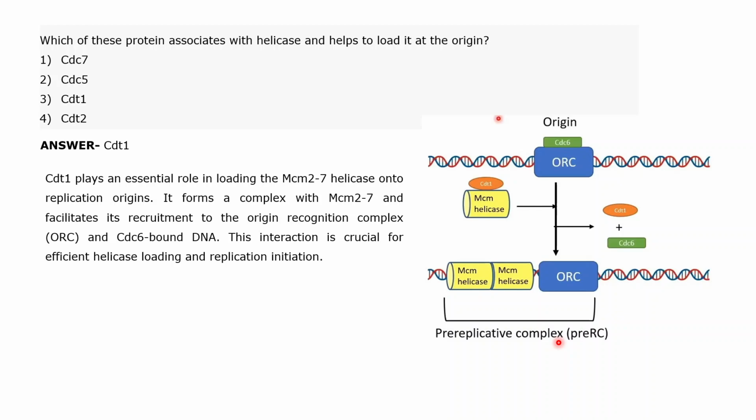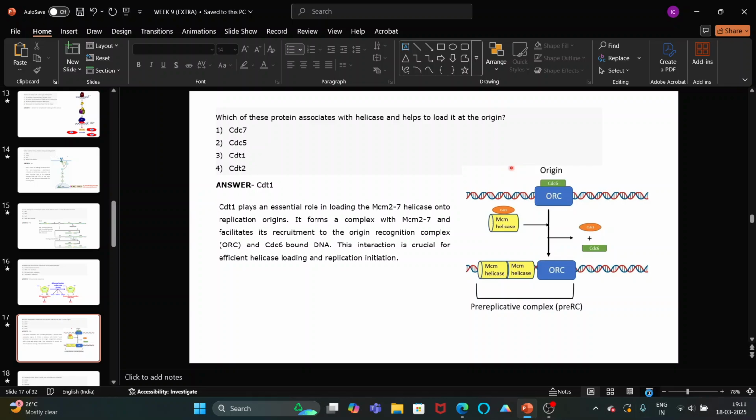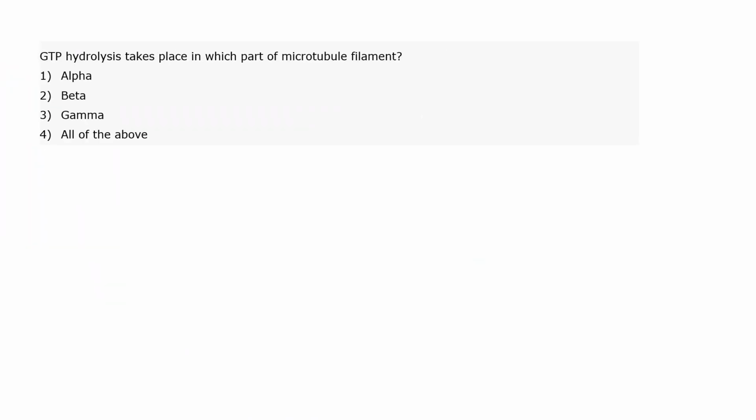Okay, so I think it's clear, so I will just move on to the next question. Coming to the next question: GTP hydrolysis takes place in which part of the microtubule filament? Alpha tubulin, this is tubulin basically, so I forgot to write that. Alpha tubulin, beta tubulin, gamma tubulin, or all of the above. In which part of the microtubule does GTP hydrolysis take place? It is required for polymerization. GTP binds to the tubulin subunits, but only in one of the tubulin subunits does GTP hydrolysis take place. Which of the tubulin subunits might be carrying out this function?